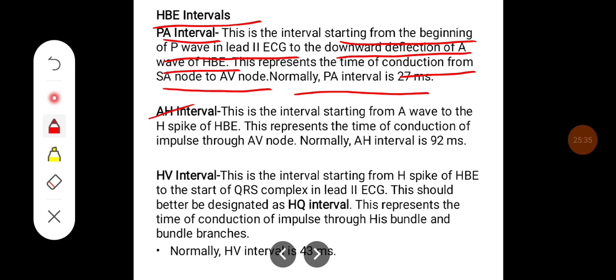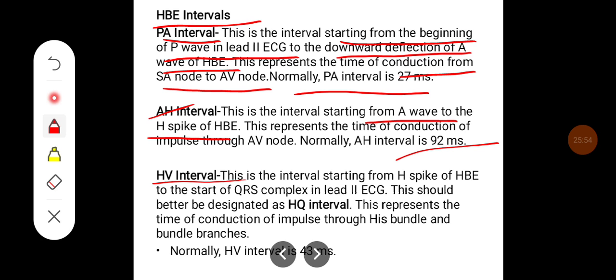AH interval is the interval starting from A wave to the H spike of HBE. This represents the time of conduction of impulse through AV node. Normally, AH interval is 92 milliseconds.